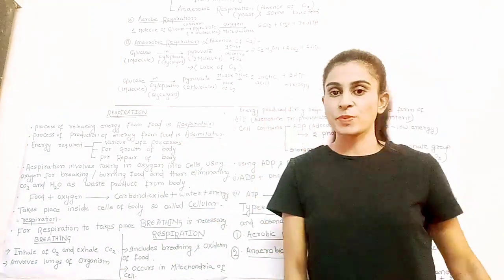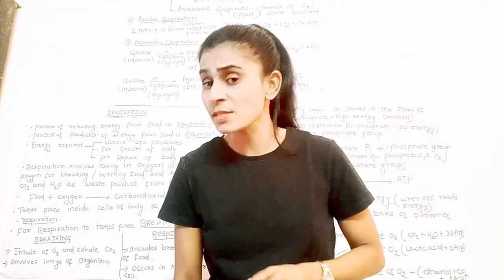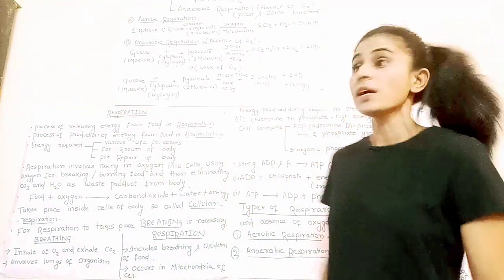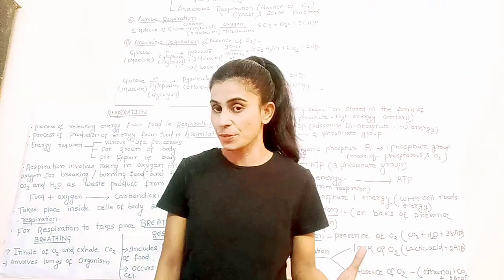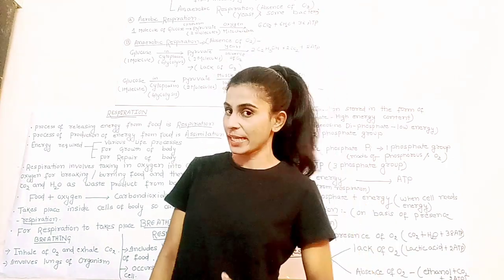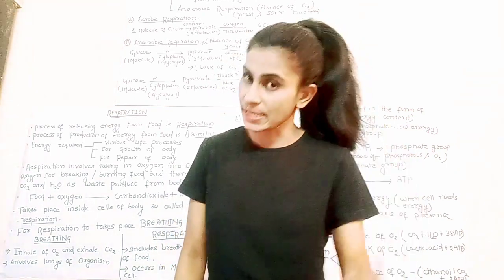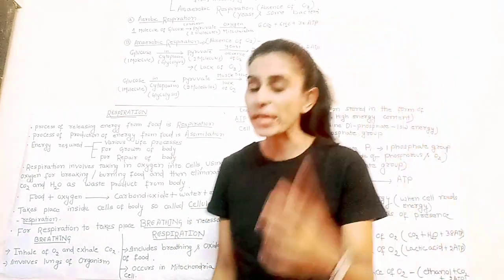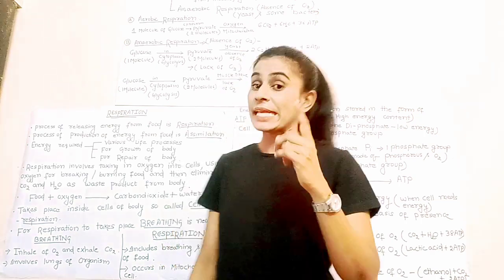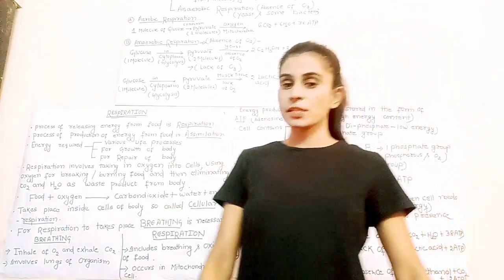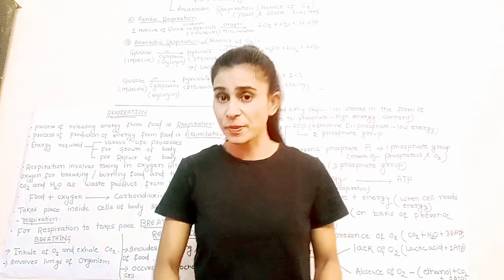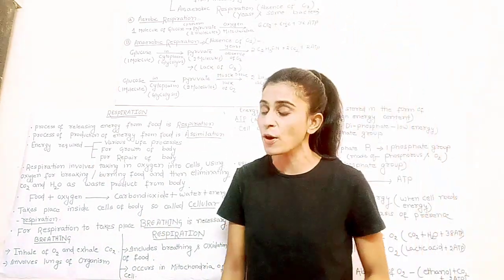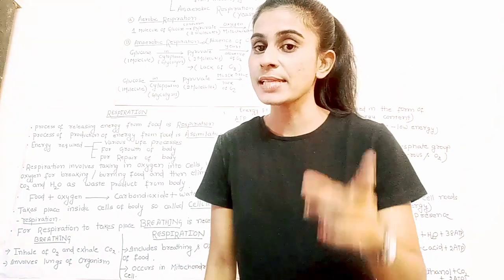Guys, in the human digestive system, we came across assimilation. What is assimilation? The production of energy from the digested food materials is called assimilation. Now, the release of energy with the help of oxygen is called respiration. Respiration is the release of energy from the food with the help of oxygen.